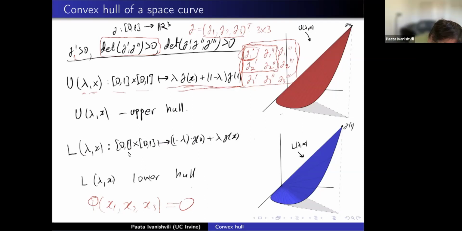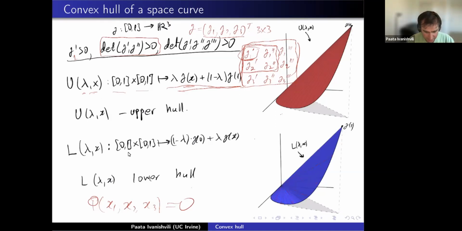You take the following map, from 0, 1 cross 0, 1. Lambda and x are in 0, 1, and you take (1 minus lambda) times gamma 0 plus lambda times gamma x. So what it does is that here is gamma 0, and then you join it with any point of gamma x. So you just draw these lines. That's the surface it parameterizes.